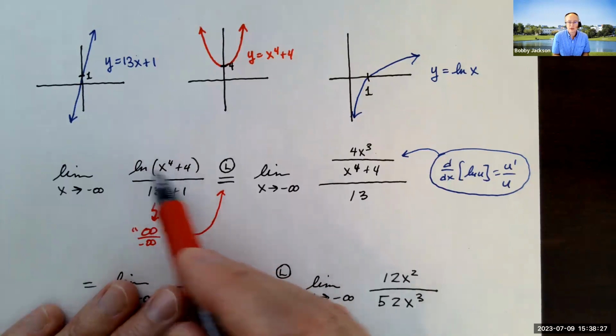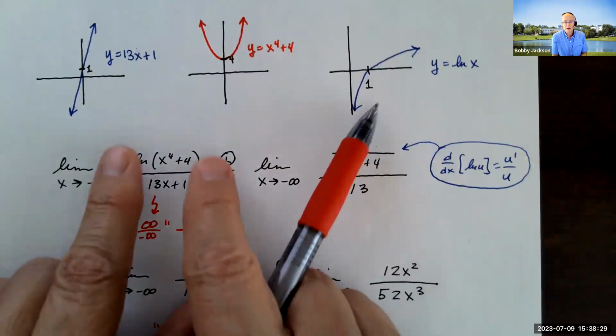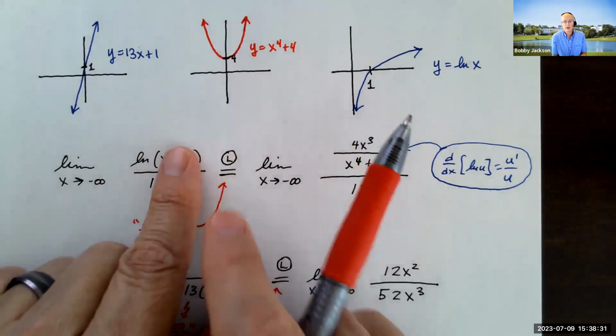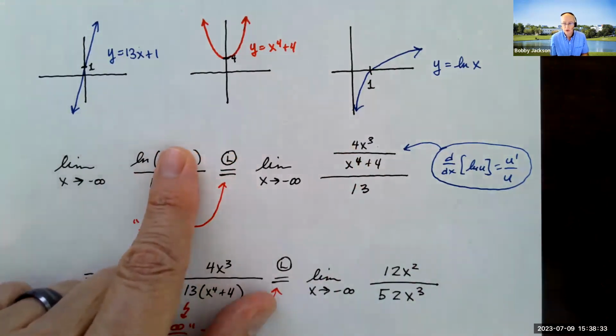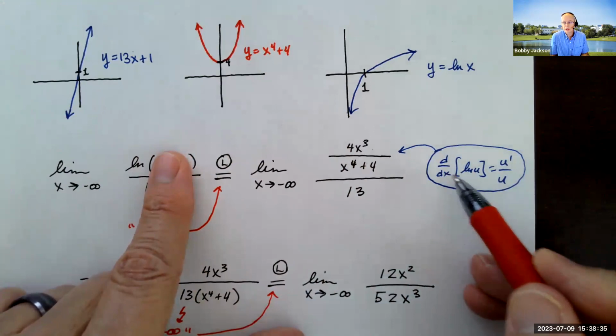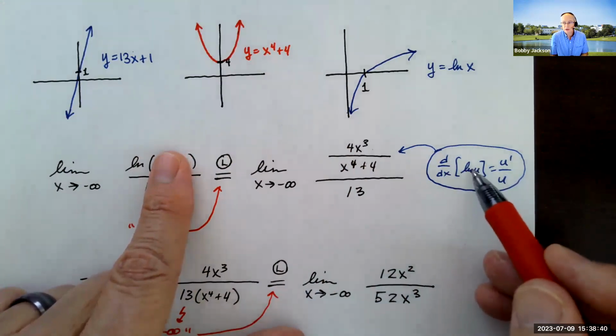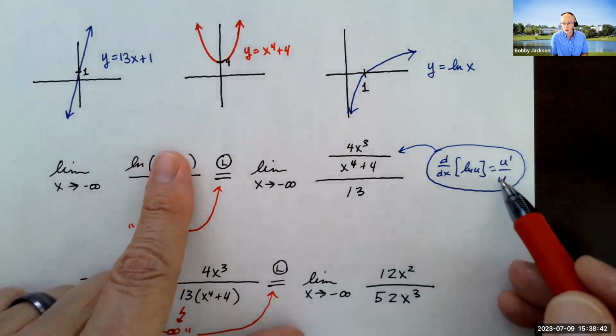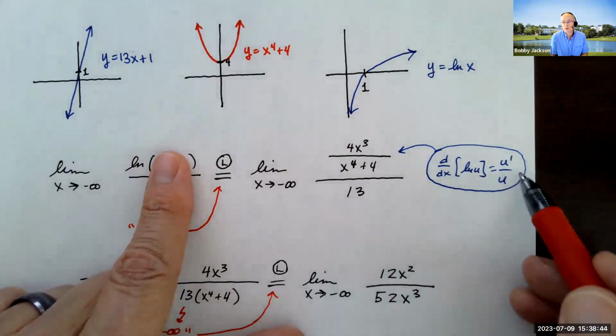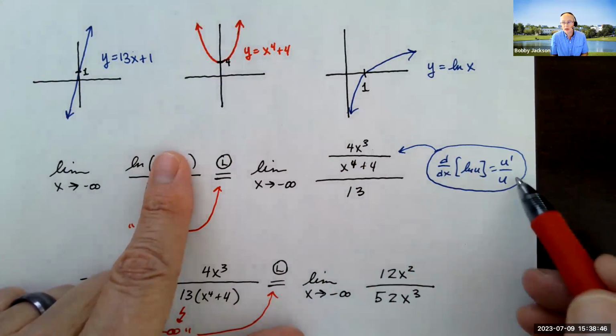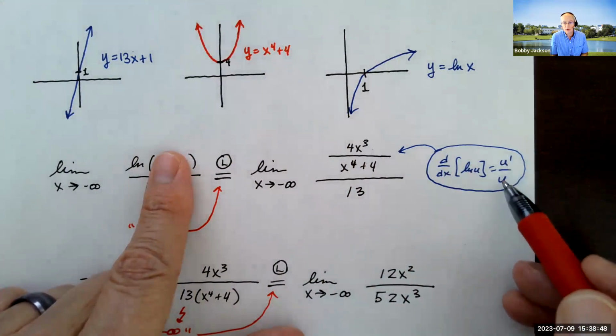Notice this is a composition of functions. We've got inner function x to the fourth plus 4, outer function natural log of u. So it's chain rule, right? We take the derivative with respect to x of natural log of u. It's the derivative of the outer function. The derivative of natural log is 1 over u in this case, times the derivative of the inner function u, which is du dx or u prime. So it's actually u prime over u, right?